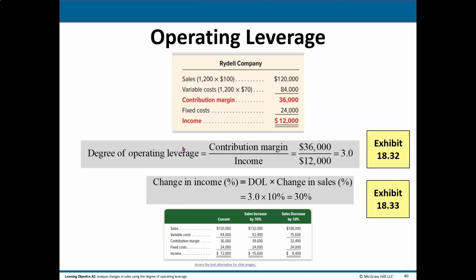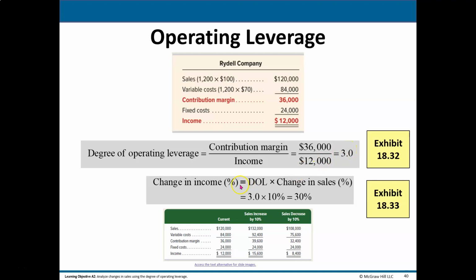Let's take a look at this as far as Riddell. Now, Riddell sells 1,200 footballs at this sales level. And at this sales level, his contribution margin will be $36,000. So the degree of operating leverage is going to be 3.0, taking my contribution margin and dividing it by my income, taking this line right here on my contribution margin income statement and dividing it by this line right here. And when I do that, I get an operating leverage of 3.0.